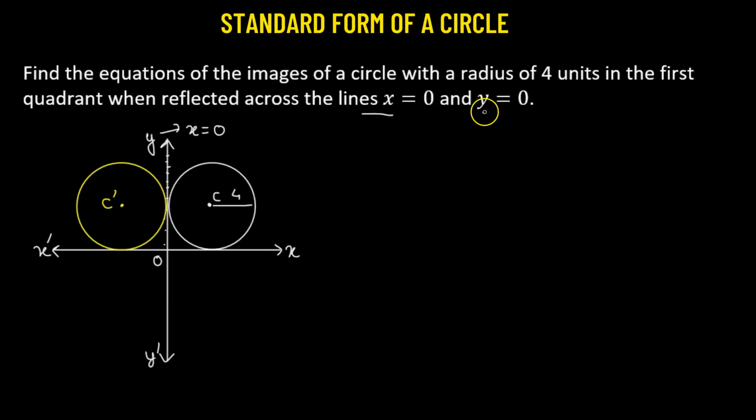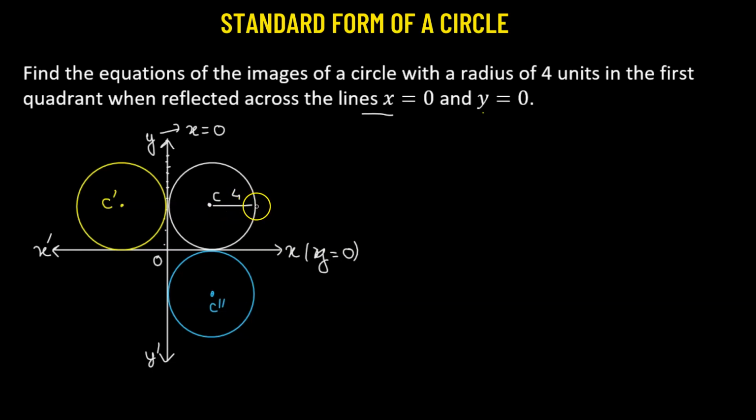And if we consider y equals 0, y equals 0 is actually the x-axis. So the x-axis has the equation y equals 0. We'll have to reflect the original circle with the center C about the x-axis, and this is going to give us the circle with center C double prime. Fine. So let's find out each of the equations.